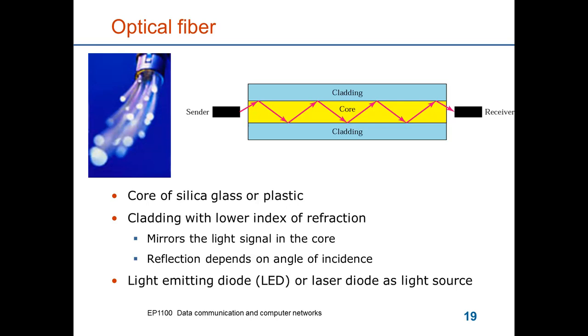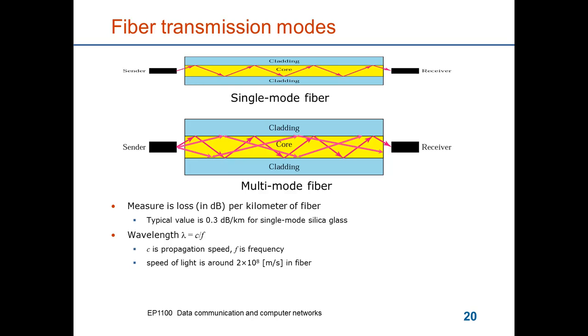When the sender sends light in, the core acts like a cylindrical mirror, so the signal can propagate by reflections on the interface between the core and the cladding. The light sources are light-emitting diodes or laser diodes. Here I illustrate two forms of fiber, the single-mode fiber and the multimode fiber.